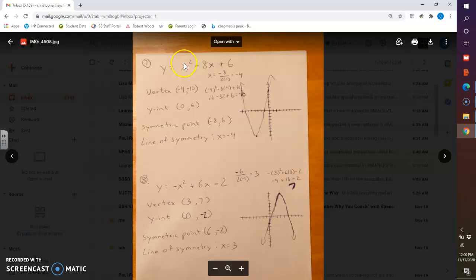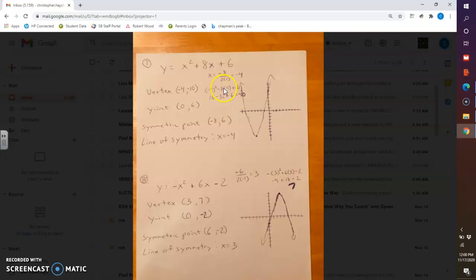Now when we get to a parabola, the parabolas where it's in standard form and I cannot factor it, I use my negative b over 2a. So my A here is 1, my B here is 8, and my C here is 6. So negative 8 over 2 times 1 becomes negative 4. And I plug the negative 4 in for x. So negative 4 squared is 16. Negative 8 times 4 is negative 32 plus 6. 16 minus 32 plus 6 is a negative 10. So my vertex is negative 4, negative 10.